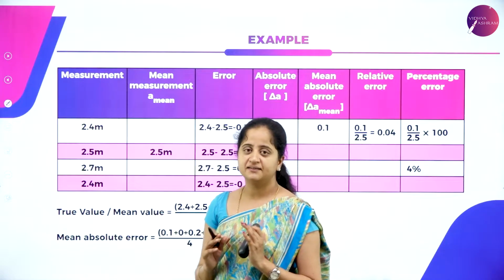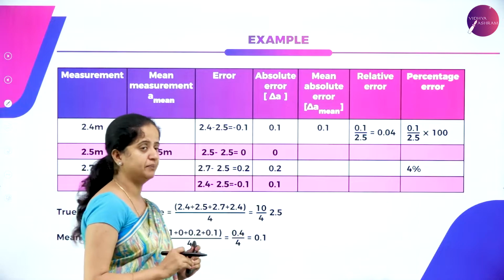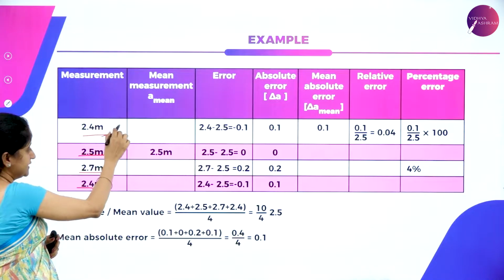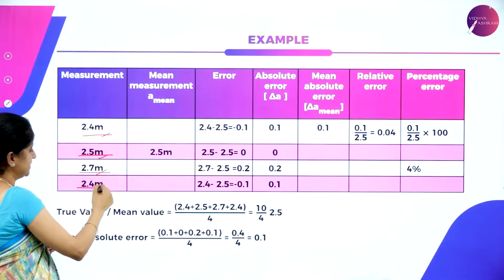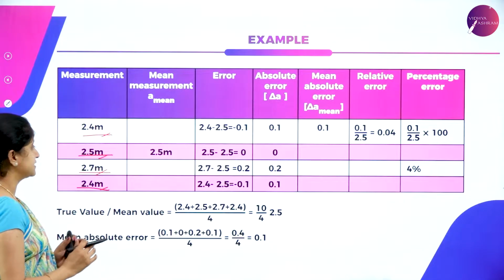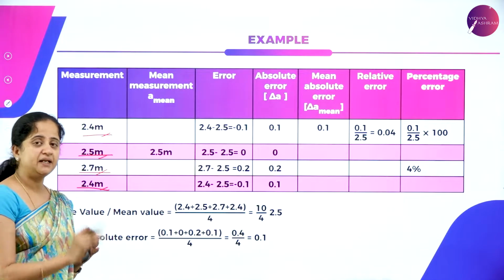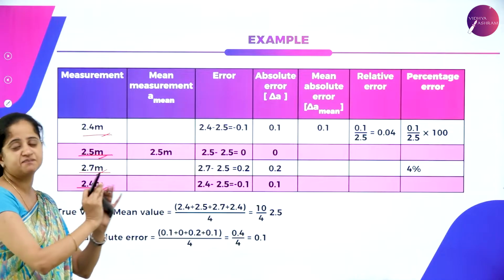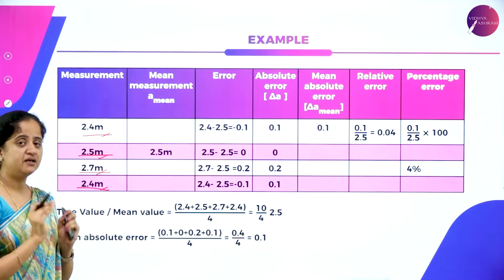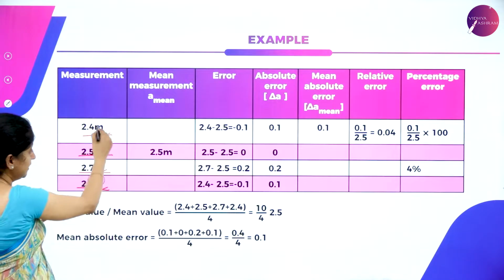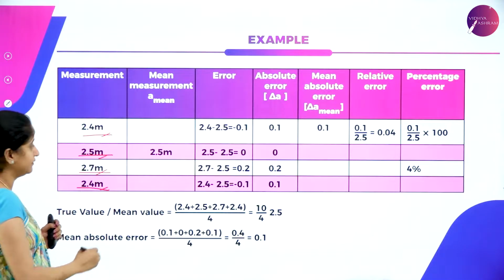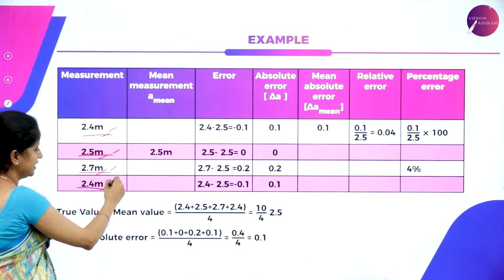Let us now understand this with the help of a simple example. Here I have 4 values, the measurements: 2.4 meter, 2.5 meter, 2.7 meter and 2.4 meter. These 4 are my measurements. Now let us calculate the mean absolute error and the relative error, and let us express this as percentage error as well. Before calculating the absolute error, we must find the arithmetic mean of these quantities. So take the 4 quantities we have, that is 2.4, 2.5, 2.7 and 2.4 again.